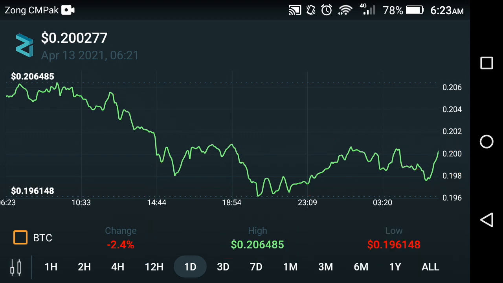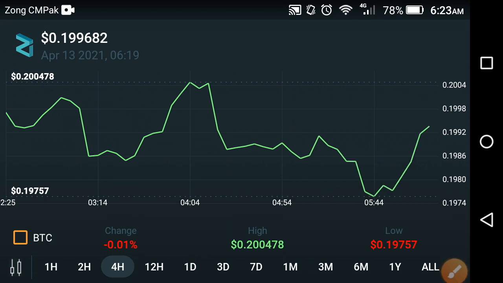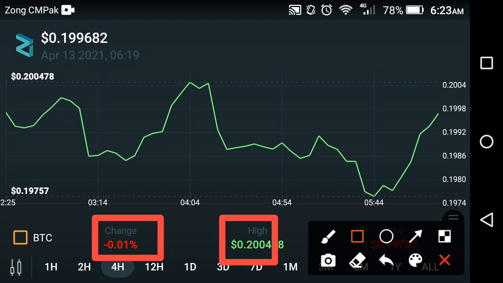Now friends, let's see the last 4 hour price predictions. What's the price change in the last 4 hours? As you can see now on the screen, the change in the last 4 hours is negative 0.01%, and the high price of the Zilliqa coin is $0.200478 in the previous 4 hour period.